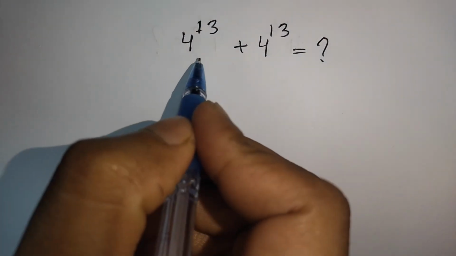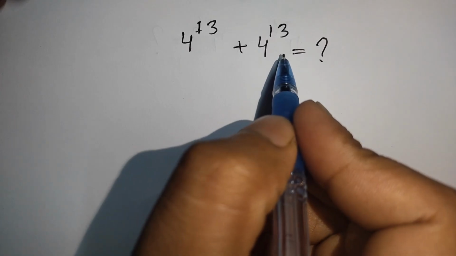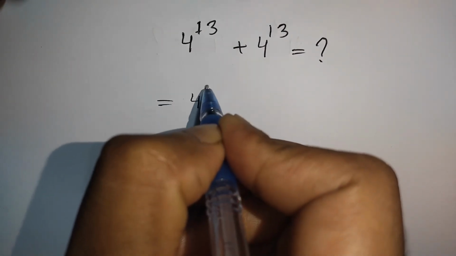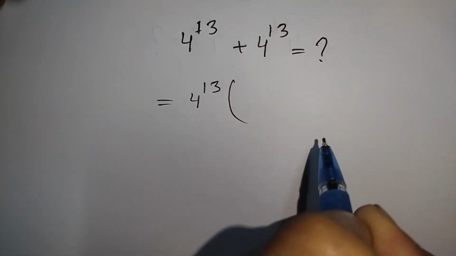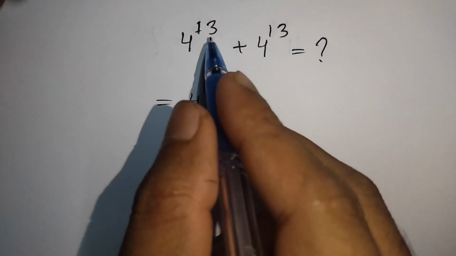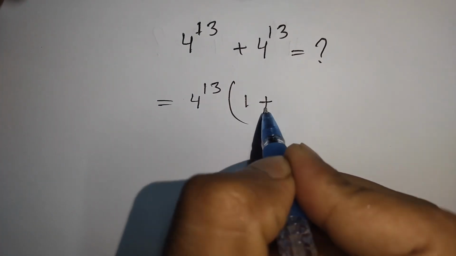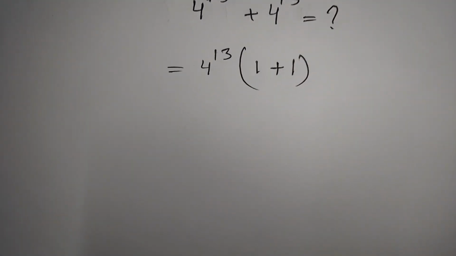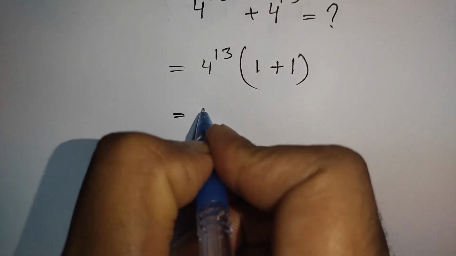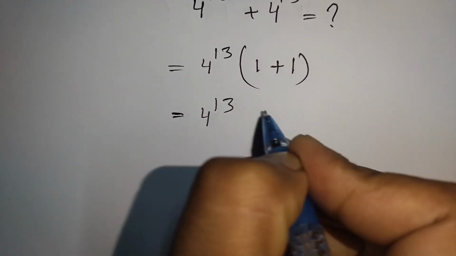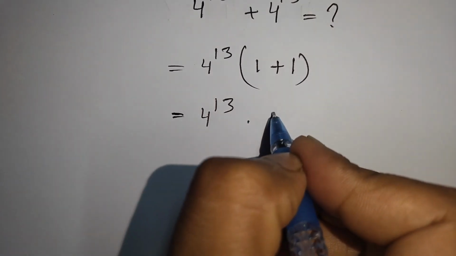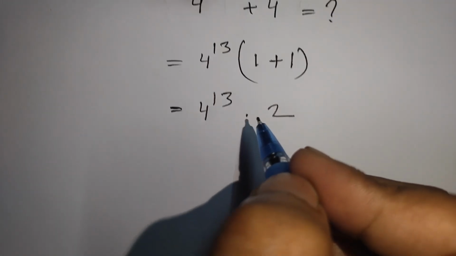How to solve 4^13 + 4^13 is equal to what? At first we take common 4^13. First bracket start, this divided by this, that means 1, plus this divided by this, that means 1. Now 4^13 times (1 plus 1), that means 2.